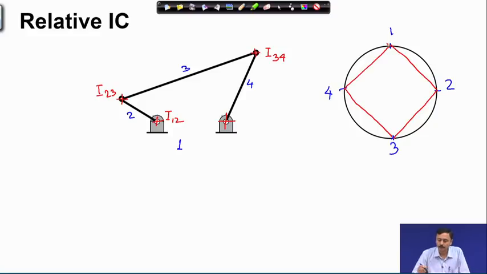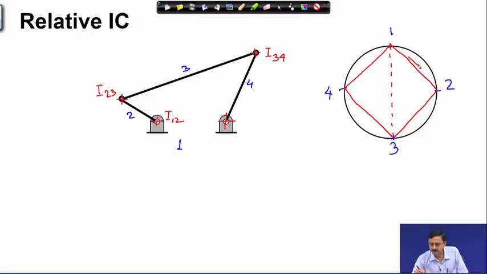Now, what I do not know, the circle diagram immediately tells me. For example, I do not know the relative IC between 1 and 3. This has not come out as yet, but can we find it? The answer is yes. We need to find two independent paths between 1 and 3. Why we need it will get cleared very soon.